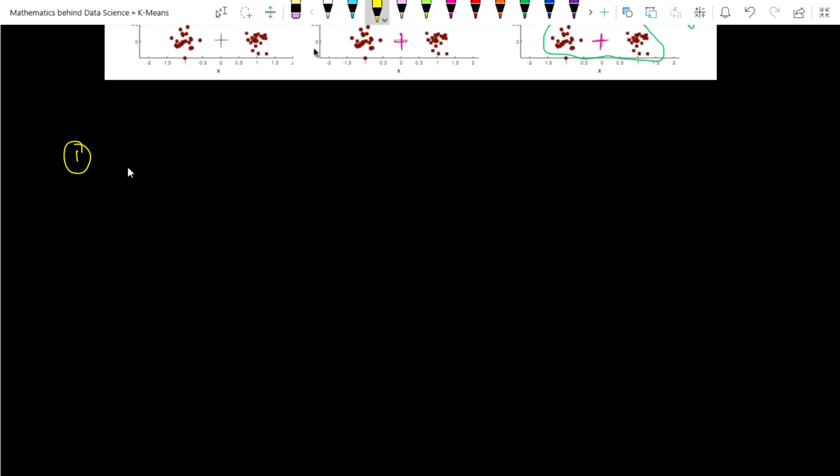The first one is simple: repeat k-means multiple times with different initializations, try to see which one gives the best clusters among them, and pick that. So the first one is a simple trick: repeat the k-means algorithm multiple times.